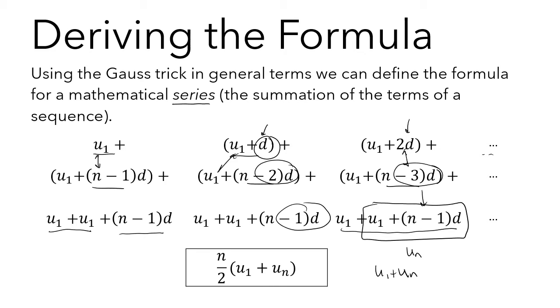And again, how many times do we have it? Well, we wrapped it all the way around, half of our total terms, and our total terms being n, so we just divide it by 2. And so that's where we get this formula: n divided by 2 times the first term plus the last term.